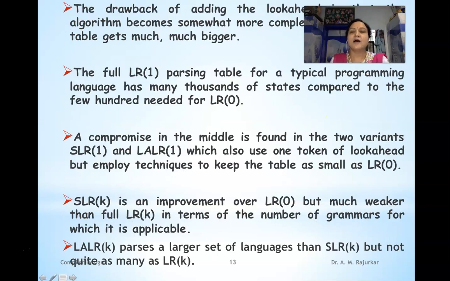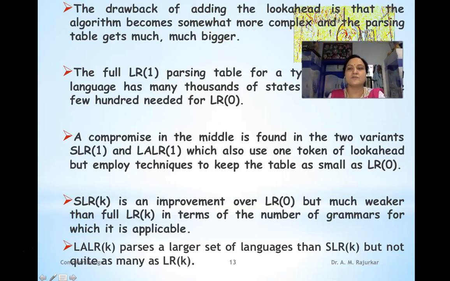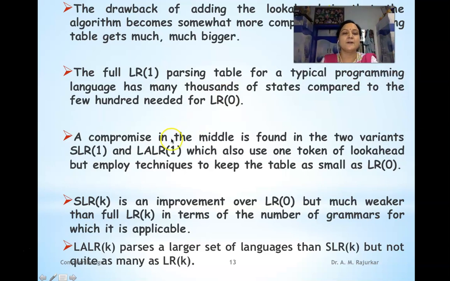The drawback of adding the look ahead is that the algorithm becomes somewhat complex and the parsing table gets much bigger. So this is the limitation of LR(1) parsing: just by adding one look ahead we have increased the power of the parser, but the drawback is that it becomes more complex and the parsing table gets much bigger because of the involvement of look ahead.